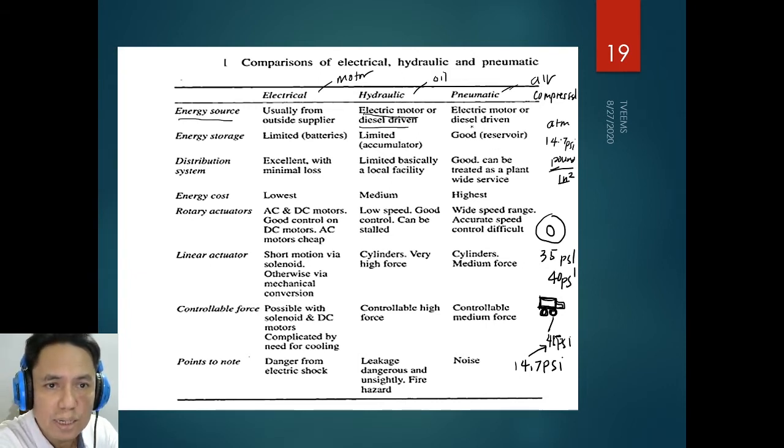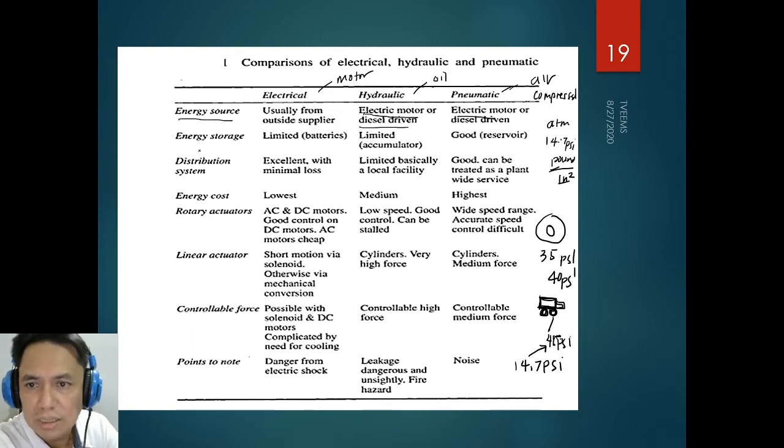The pneumatic is, of course, also driven by an electric motor or diesel driven. So for pneumatic, the compressor is driven by an electric motor. Energy storage is the second criteria.